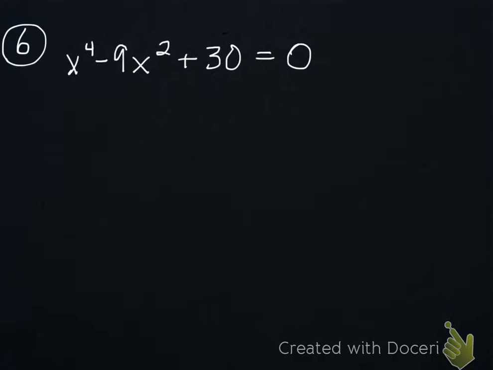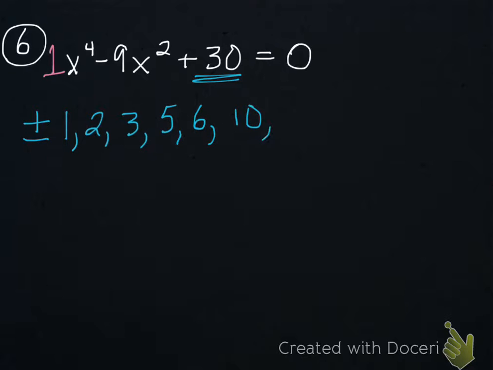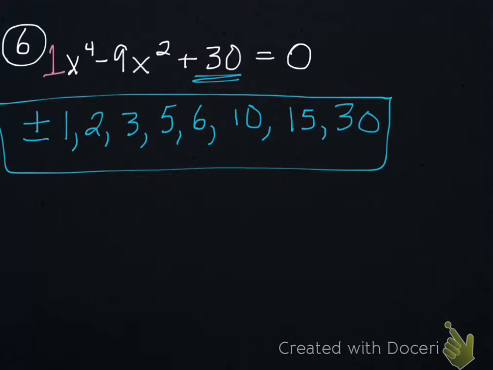Number 6. What's my constant? 30. What's my leading coefficient? 1. So all I need to list are the factors of 30. That's 1, 2, 3, 5, 6, 10, 15, and 30. All of these could be possible roots. How many are going to work? Only 4.